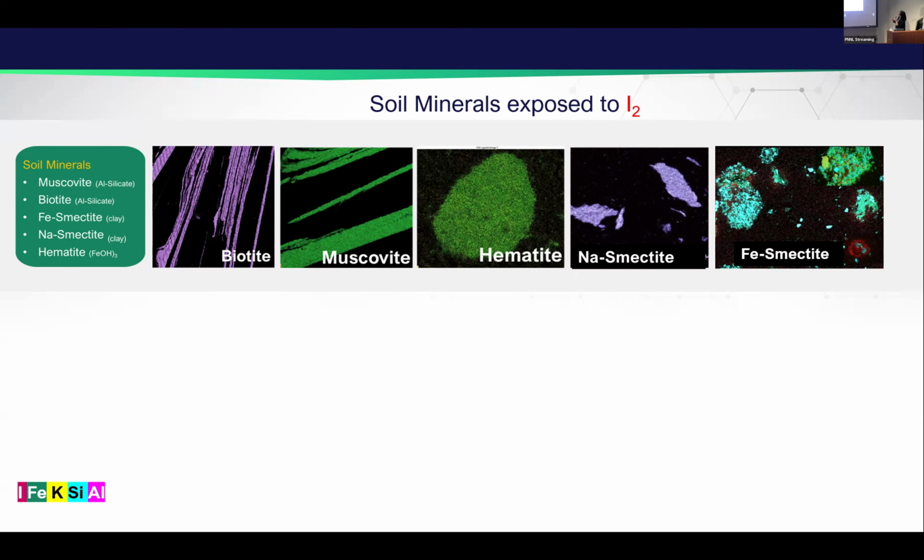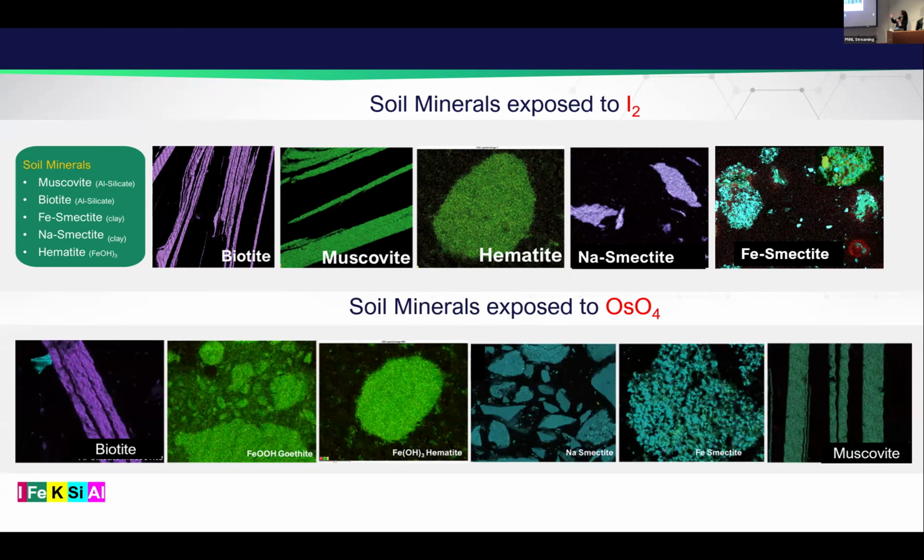For the iodine, we see some uptake of the iodine on iron smectite. This is a nontronite sample. It's not very widely distributed, but there are some areas where it is. We don't know why the uptake of iodine is in there, because it's very patchy and we have to figure out why it is in some areas and not in others.